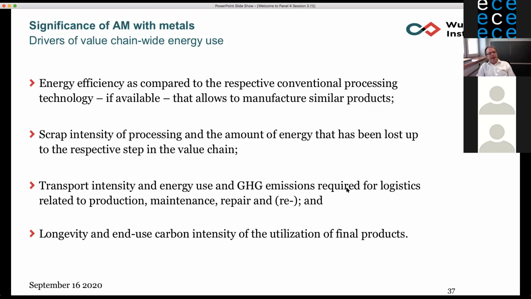Yes, so we can sum up energy efficiency, as compared to the respective conventional processing technology, is a core area. Then scrap intensity and material efficiency are important. Transport intensity, that is more or less combined with that, is important. But there may also be some shrinkage of the supply chain. There may be fewer places where the supply chain resides, and therefore also less need to transport in between those stages. And as mentioned, longevity and end-use carbon intensity of the utilization of final products.